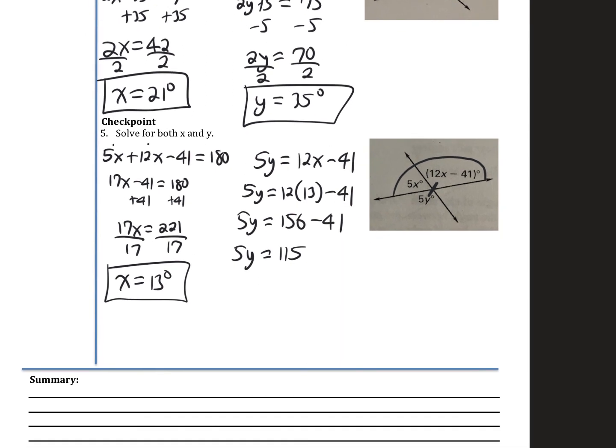Okay, so we did that. Now we divide by 5, and y is going to be equal to 23 degrees. And now we have our answer. So sometimes you may need to work your way around the diagram to get to a different point there. But that should be our answer for that one.